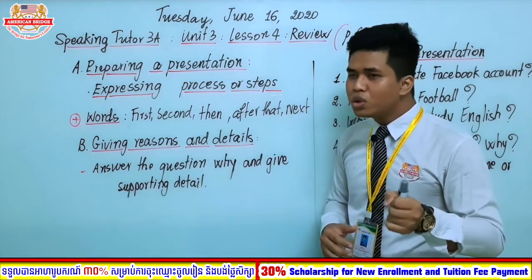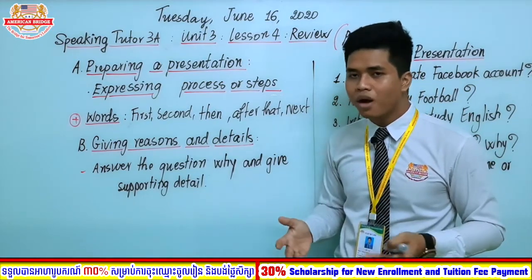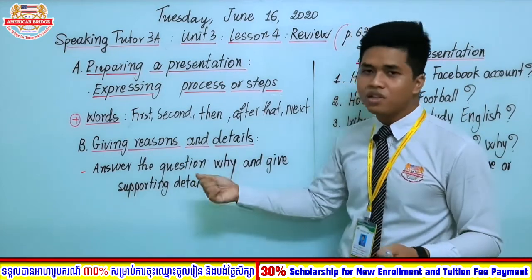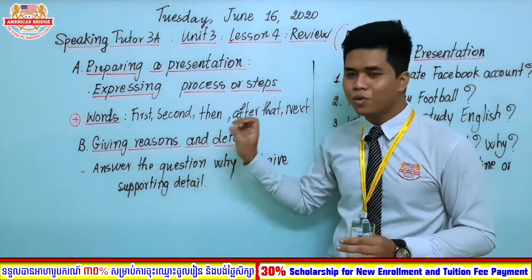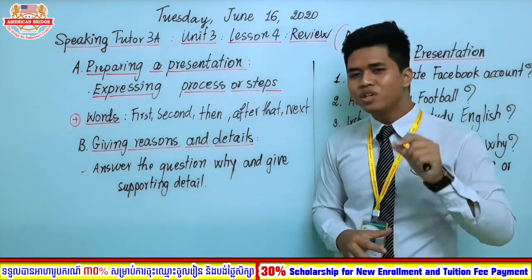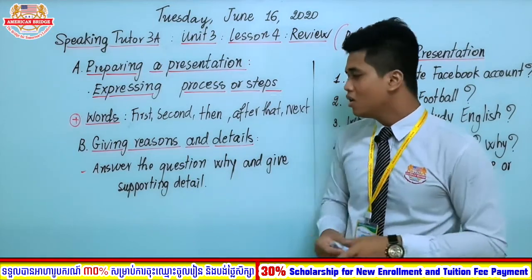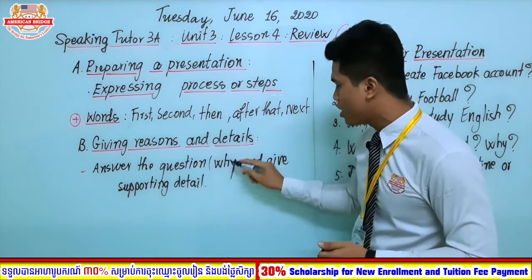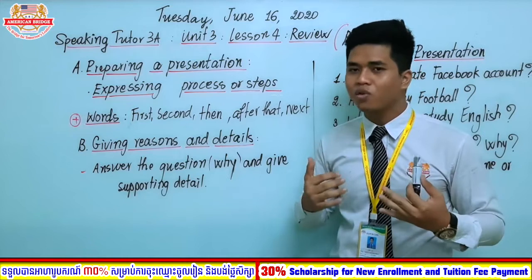And in unit 2, you learn to describe a place, a person, a pet, isn't it? So you need to give the reason and detailed information to support your reason. In order to give a supporting reason or supporting detail of your reason, you need to answer the question, which is why. This is one of the questions that is a little bit difficult to answer.